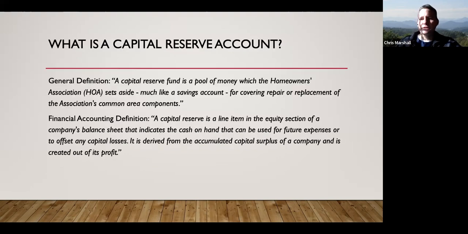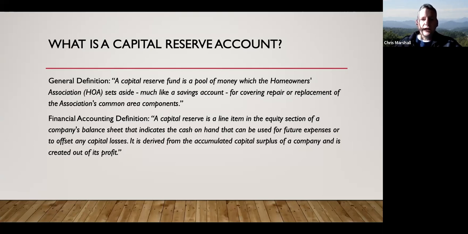What is a capital reserve account? Thought it would be a good place just to begin. A general definition, as you can see here, is a capital reserve account is a pool of money which homeowners associations set aside, much like a savings account, for covering repair or replacement of the association's common area components.